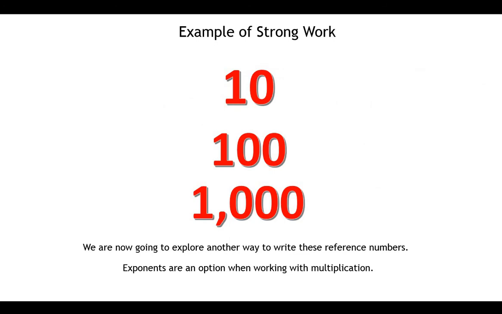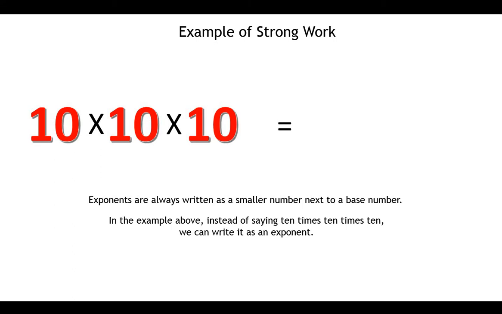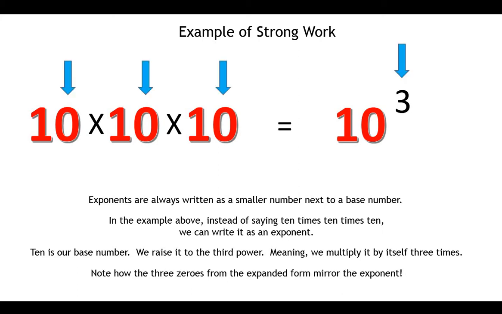We are now going to explore another way to write these reference numbers. Exponents are an option when working with multiplication. Exponents are always written as a smaller number next to a base number. In the example above, instead of saying 10 times 10 times 10, we can write it as an exponent. 10 is our base number. We raise it to the third power, meaning we multiply it by itself 3 times. Note how the 3 zeros from the expanded form mirror the exponent.